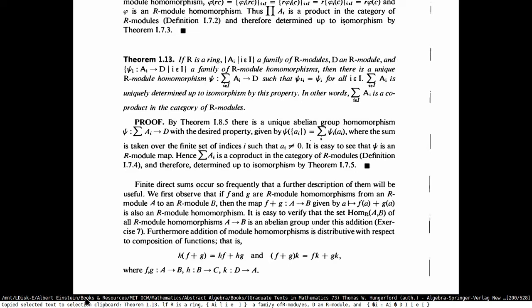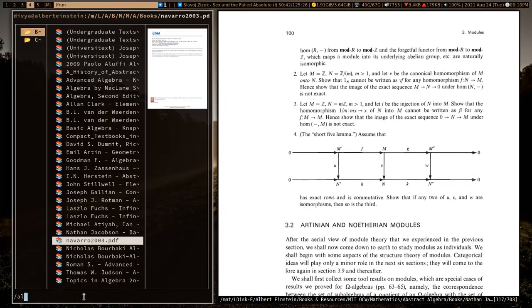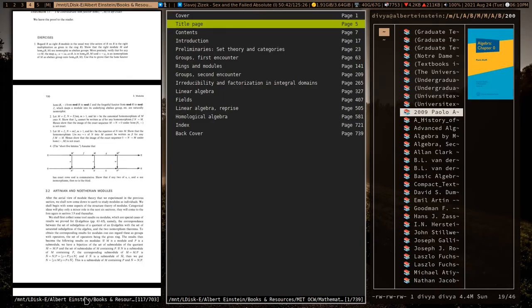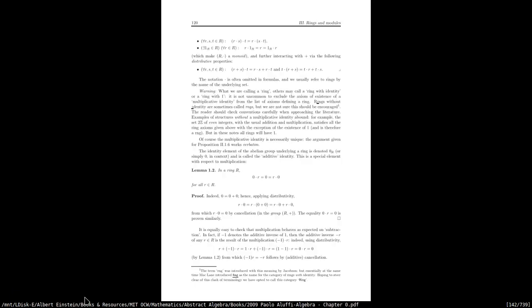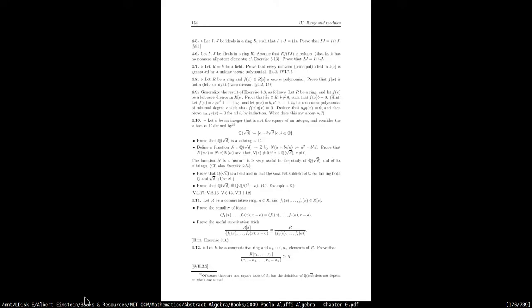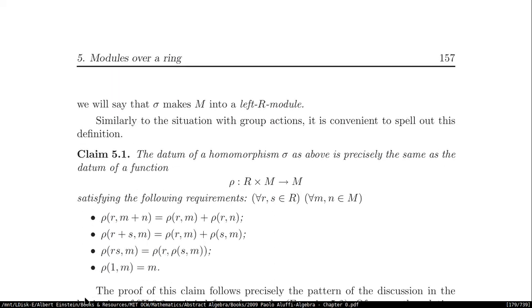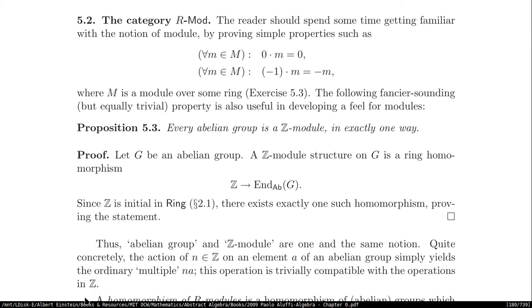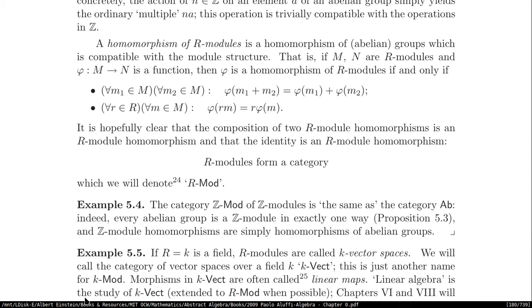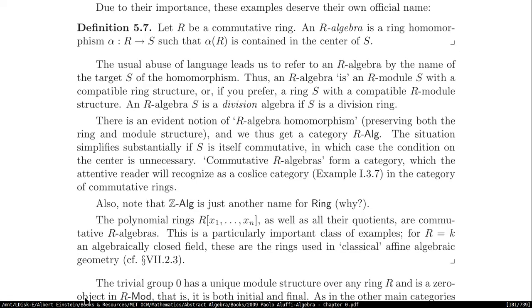It's going to be a co-product because of it being a universal property. I believe we can check Aluffi for this. Aluffi has a chapter on modules, modules of a ring, the category R-Mod. I kind of feel like some of the proofs that Hungerford didn't do are present here.